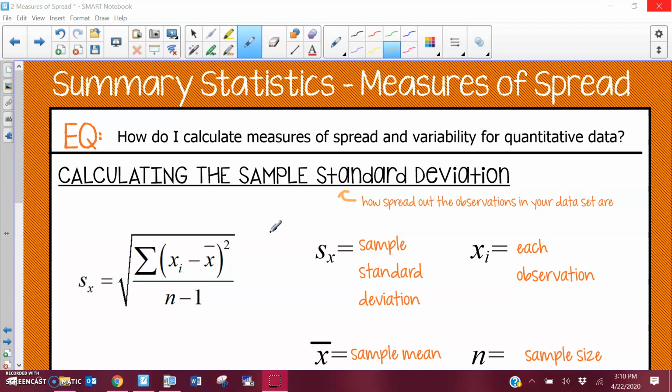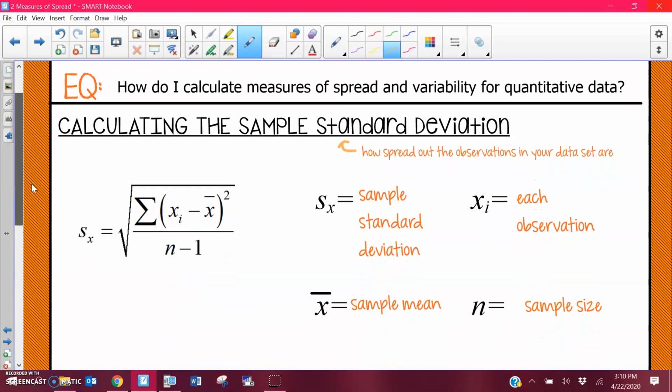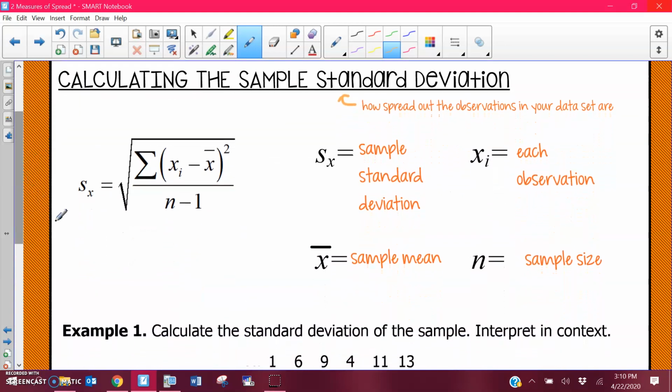So in order to calculate that standard deviation, we use this giant formula. If you take the square root away, it's what's called the variance, but we never really use the variance. Anyway, the standard deviation is the square root of all of that stuff. So these are what all those little pieces mean. S sub x is going to be your sample standard deviation. Remember, we usually use a sample instead of the parameter for the whole population, because we can't find that. So it's your sample standard deviation.